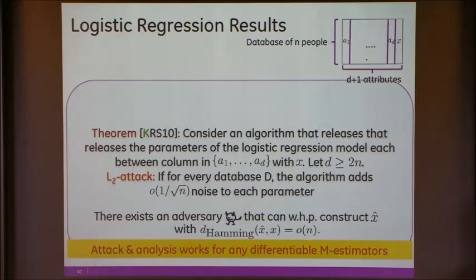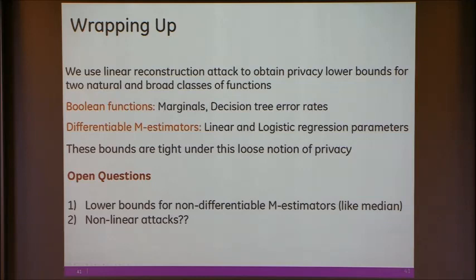So wrapping up, what we show is that we can use linear reconstruction attacks to prove privacy lower bounds for a very natural and very broad class of functions, including Boolean functions and M estimators, and these bounds are actually tight under this loose notion of privacy. A simple sampling argument would show that square root of n noise suffices for upper bounds, because you can just sample n by two rows and work with them.